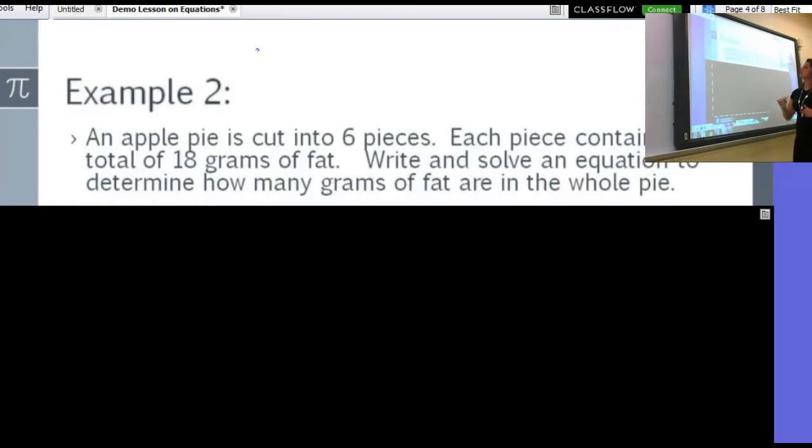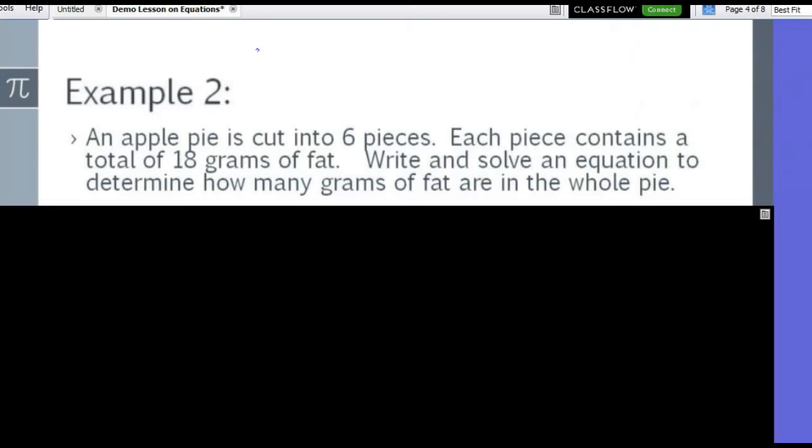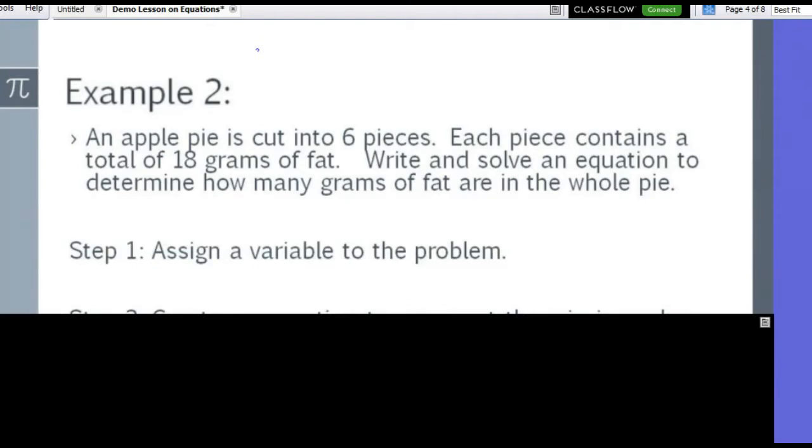Example 2. An apple pie is cut into 6 pieces. Each piece contains a total of 18 grams of fat. Write and solve an equation to determine how many grams of fat are in the whole pie. Well, we can see that there are a total of 18 grams per slice, and we have 6 slices. So let's say that our variable we're looking for is p, and p represents the pie.